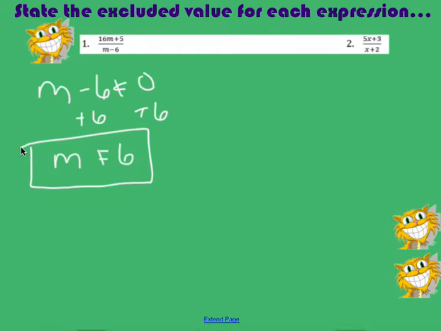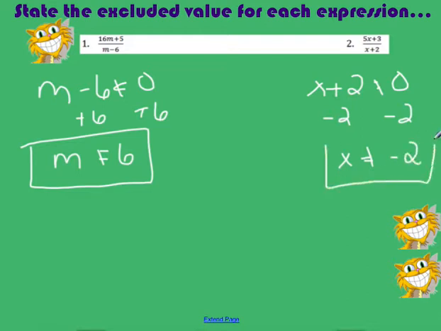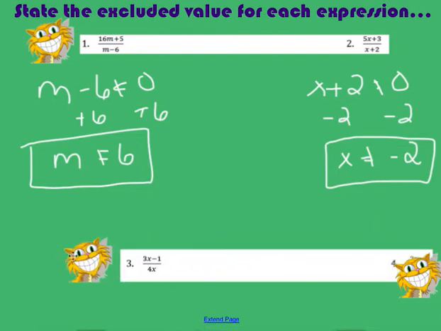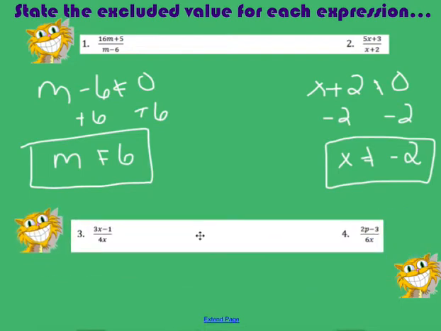Taking a look at number 2, now I'm saying, okay, x plus 2 cannot equal 0. So I'm going to solve this for x like I would a normal equation. So x cannot equal negative 2. The excluded value is that x cannot equal negative 2. Then let's take a look at number 3 and number 4.